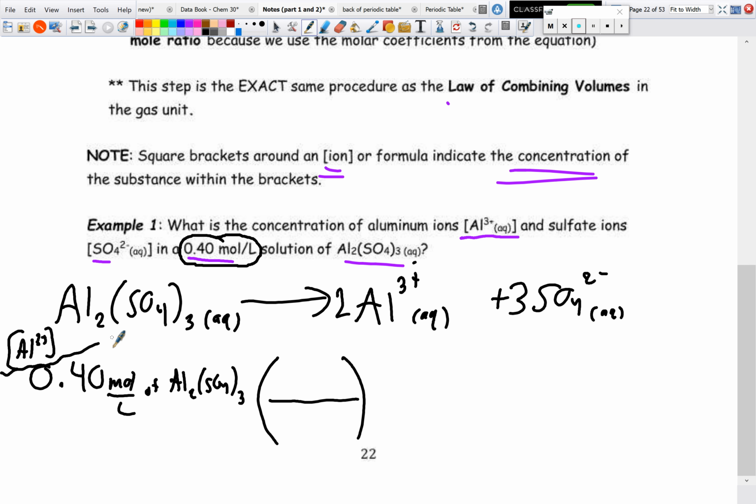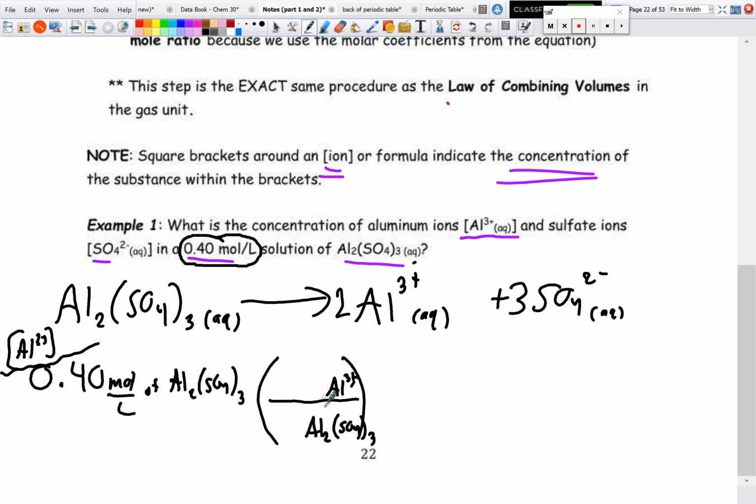And this is what we're doing. So that means we want aluminum in the top part of our conversion factor. The thing we want is always on top, and the thing we want to cancel out is the thing we start off with, aluminum sulfate. We don't want this anymore. So this is how we cancel our units.